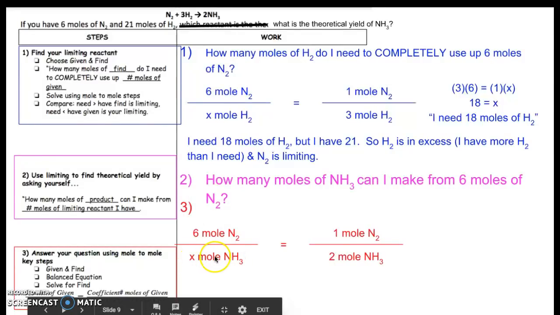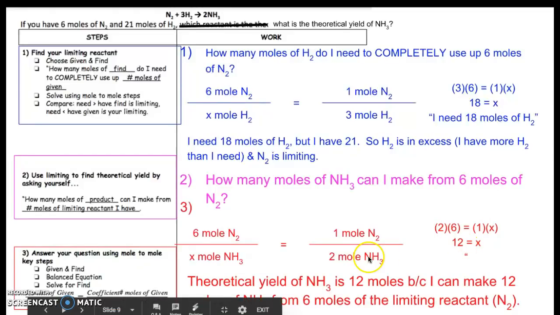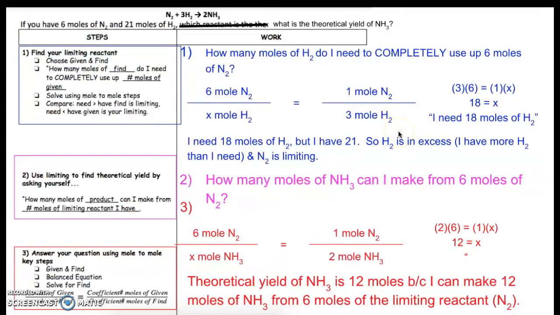So now for my X moles, I put NH3. I get this information from the balanced equation. So it's a 1-to-2 ratio there, and I can cross multiply and solve. Okay, so what I solve for is the moles of NH3, and that tells me that for these two ingredients, 6 moles of N2 and 21 moles of H2, the maximum amount of NH3 I can make is 12 moles. And so I could say theoretical yield of NH3 is 12 moles because I can make 12 moles from 6 moles of my limiting reactant. Remember, the limiting reactant runs out first, so I can't make more than what I have.